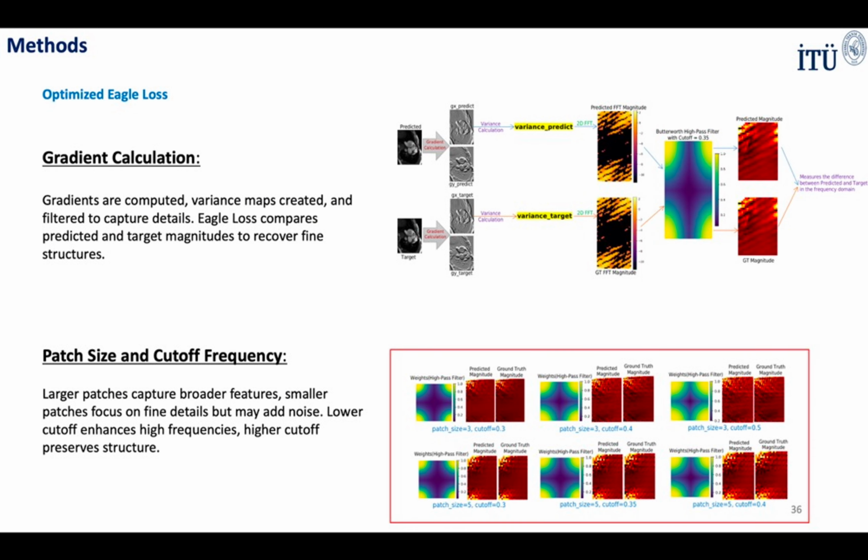integrity without increasing noise. Padding and other optimizations were applied to further enhance structural integrity during reconstruction, allowing for better feature preservation across different CMR modalities. These improvements, particularly the switch to the Butterworth filter and the optimized patch size and cutoff frequency, contribute to a more robust reconstruction, allowing Eagle loss to recover finer structures more effectively, especially in undersampled K-space scenarios.